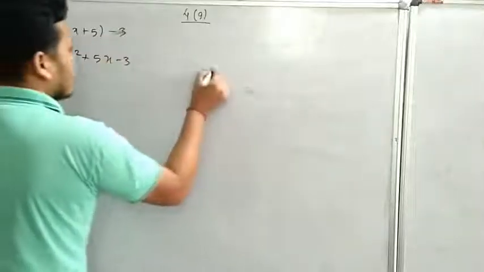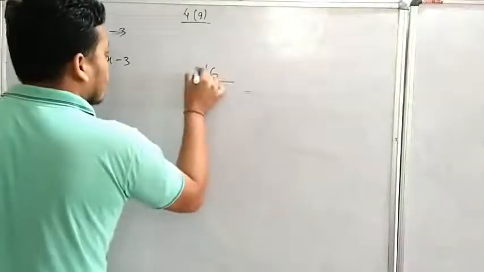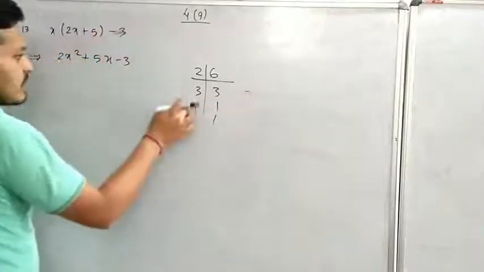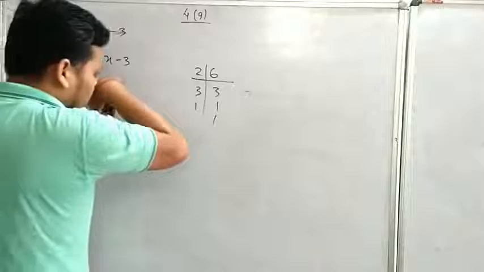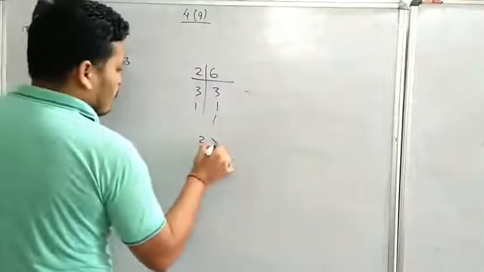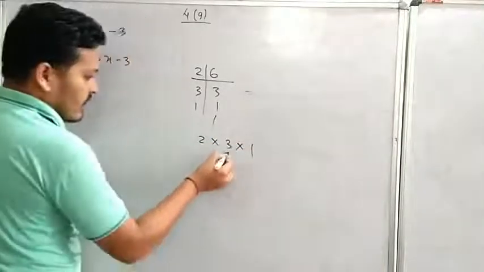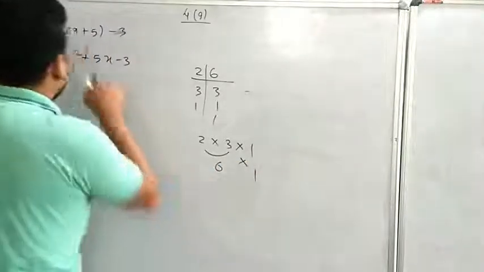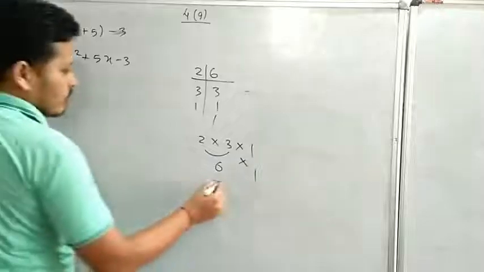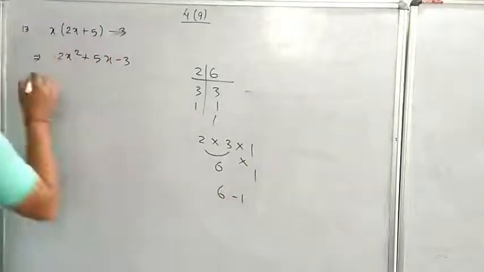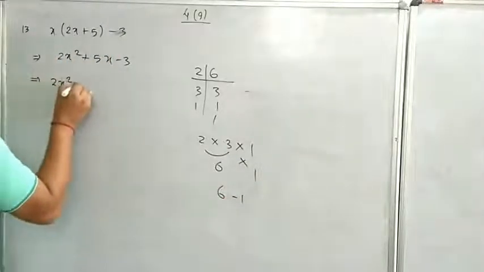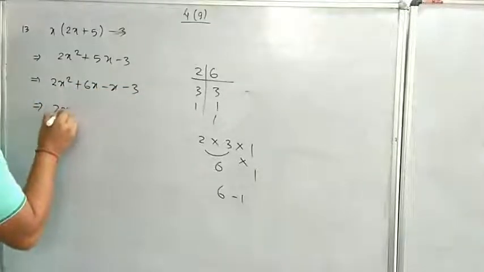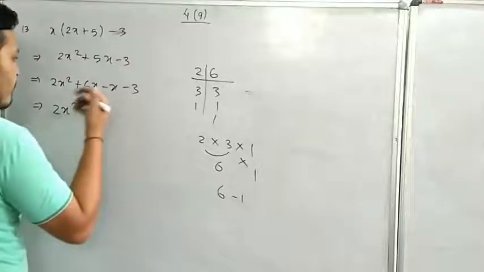What will be the other two factors? तो कितना है 3 2 जा 6. तो 6 को क्या लिख सकते हैं फैक्टराइजेशन. 2 3 जा 6 and 3 1 जा 3 and 1 1 जा 1. तो देखो 2 into 3 into 1, and if this is plus 5, तो you can take 6 minus 1. तो 2x square plus 6x minus x and minus 3. So we will resolve the problem of minus sign.